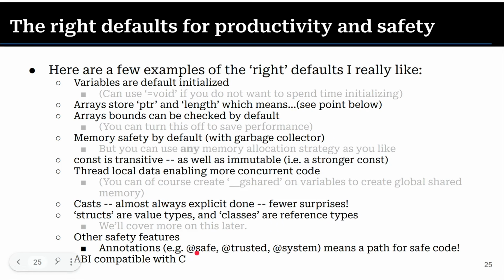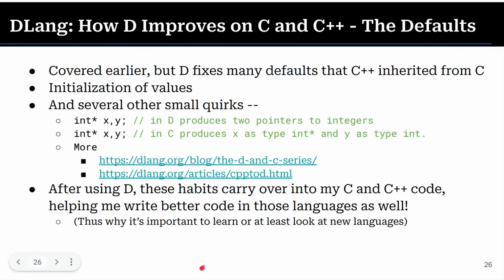And there's safety annotations. So @safe functions can only call into other @safe functions, or maybe stuff that you formally verified, or that doesn't do dangerous things like pointer arithmetic. And it is ABI compatible with C. I put this maybe more under the productivity side, because most languages need to be able to talk to C and C libraries.